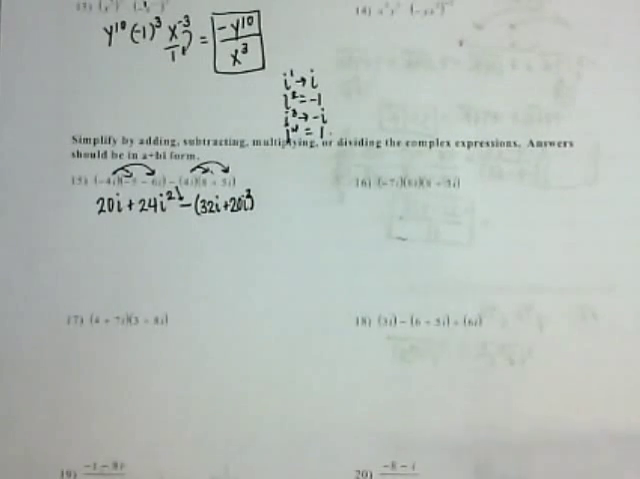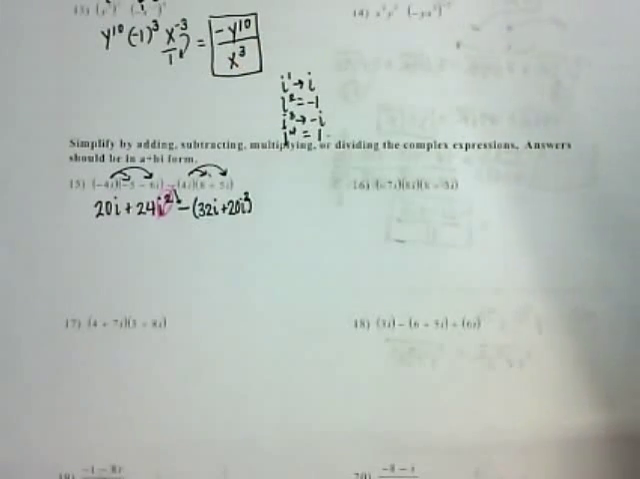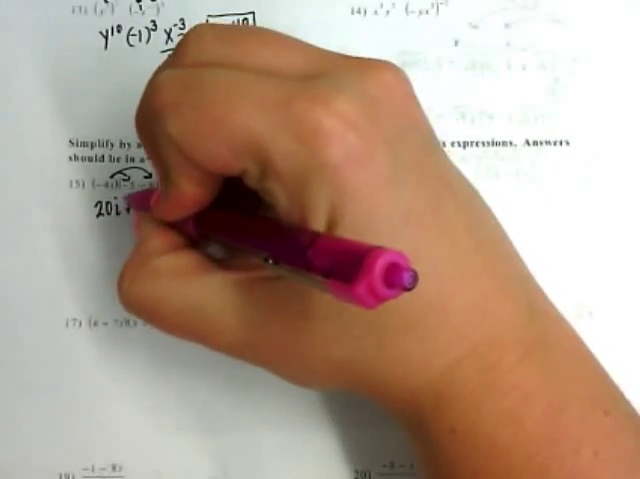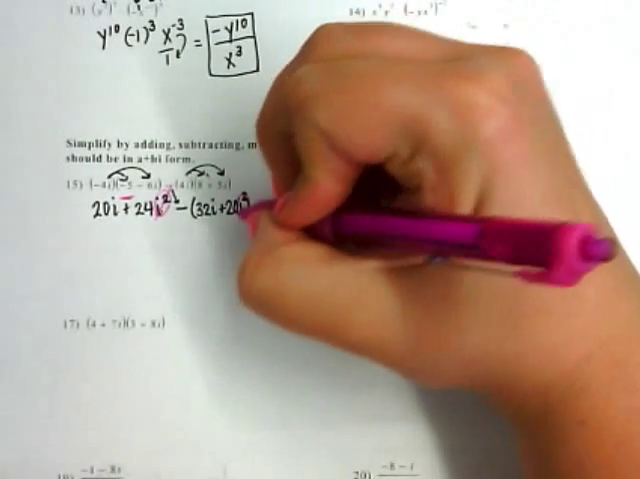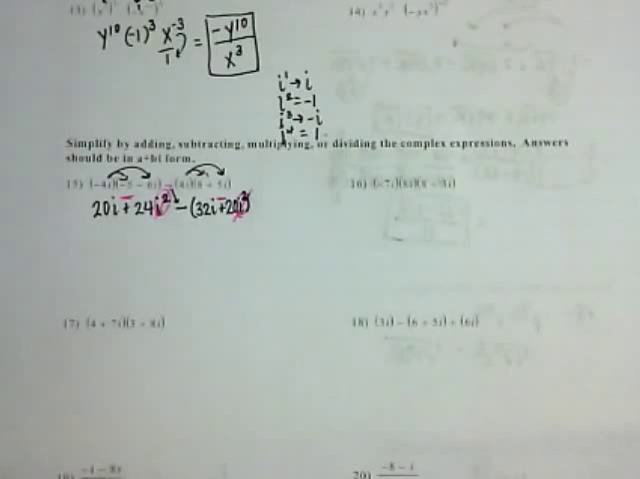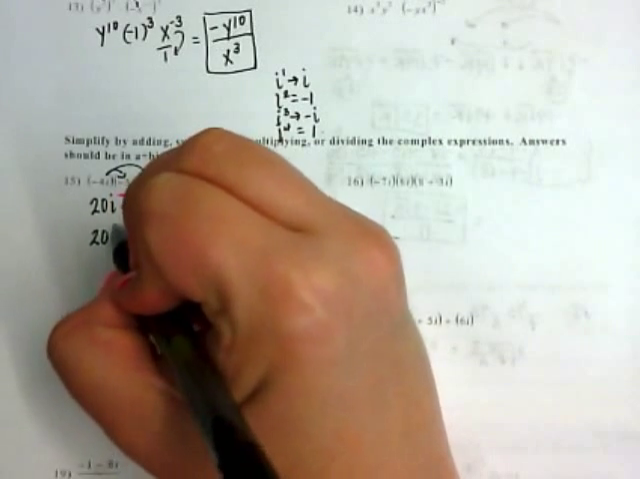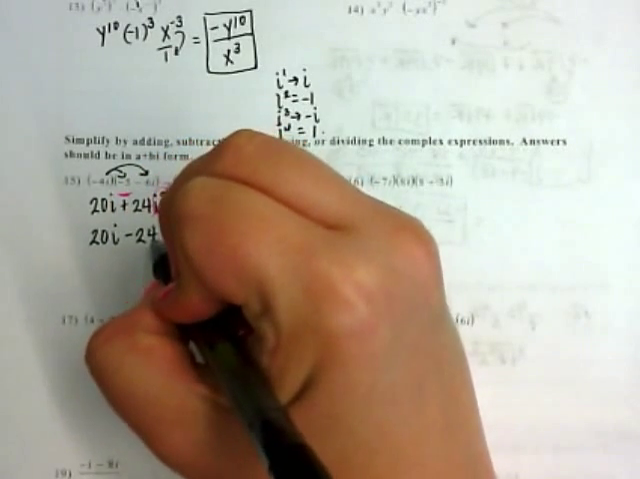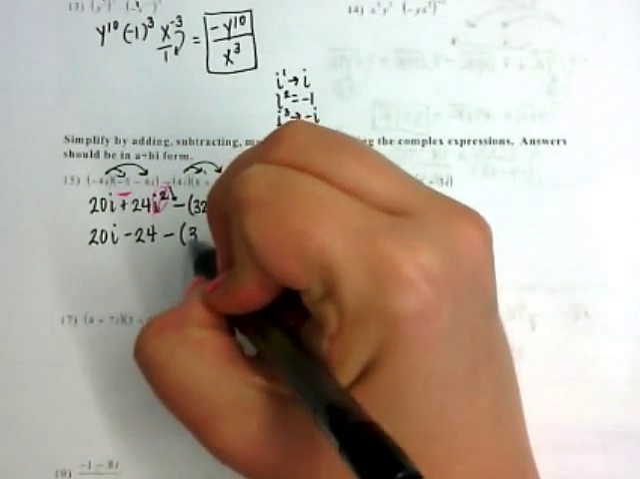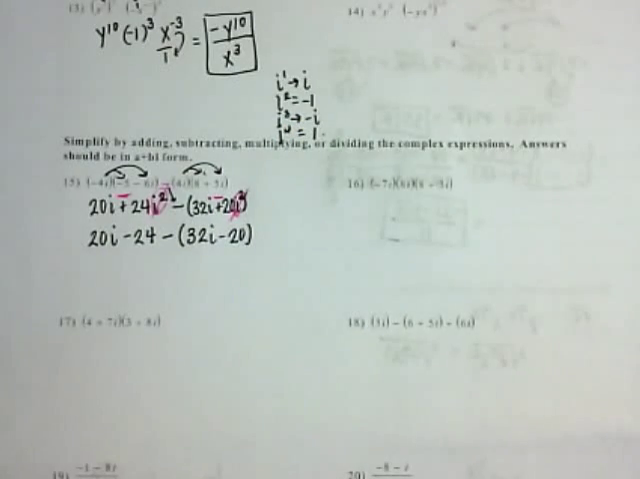All right, one thing I'm going to do first is get rid of the i squareds. So this i squared I know technically equals negative 1, so it changes the sign of the term in front. Same thing with this i squared. I'm going to cross them out and change the positive 20 to a negative 20. So now I've got 20i minus 24 minus parentheses 32i minus 20.